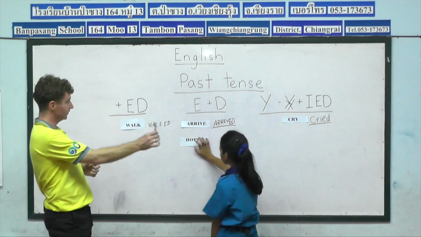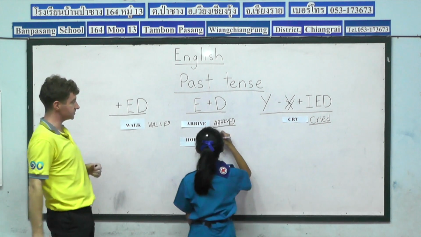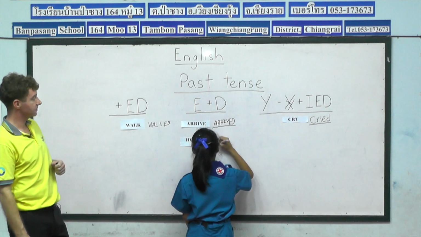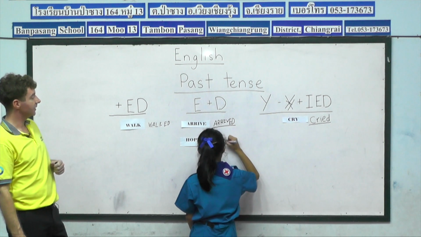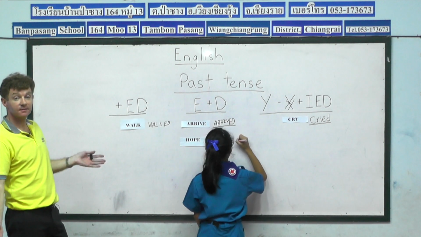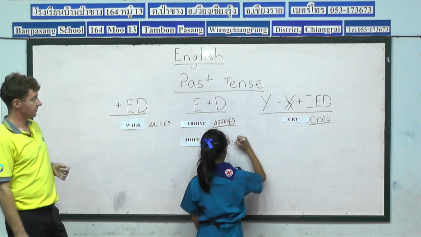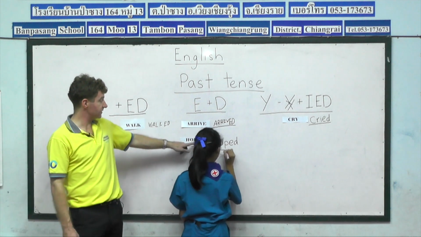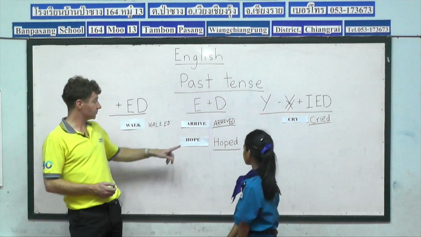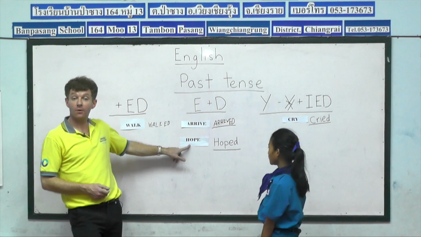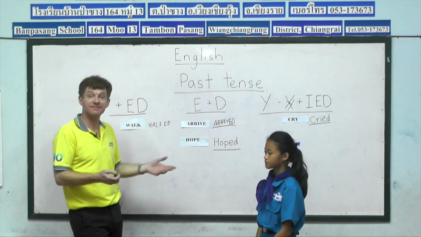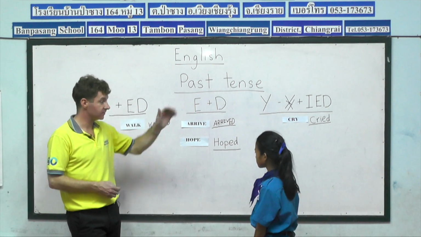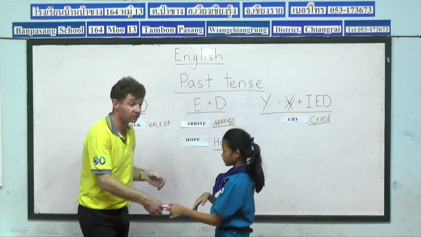Excellent, Dan. So can you change hope to the past tense? H, O, P, E, and then we add D. No need for a second D because E is there already. So all together, guys, hope, hoped. By adding D, we've made it past tense form. Dan, that was excellent. High five. Big round of applause for Dan.